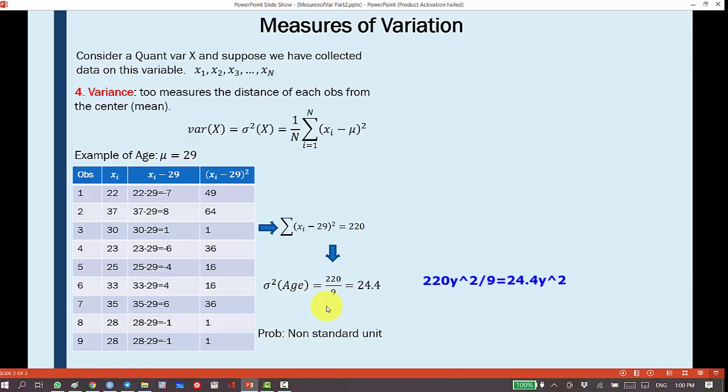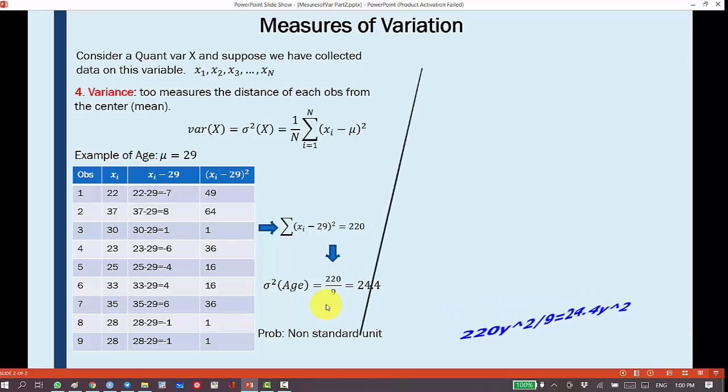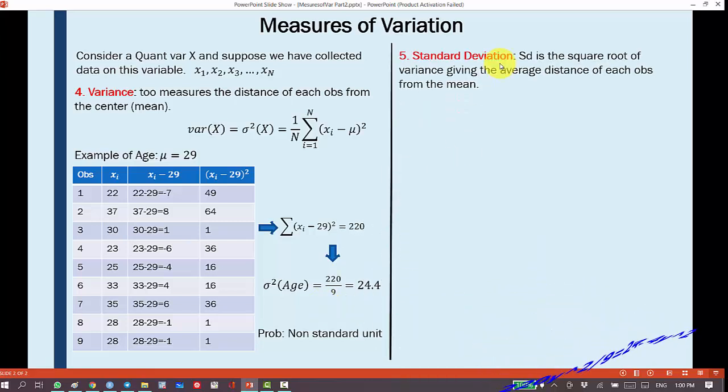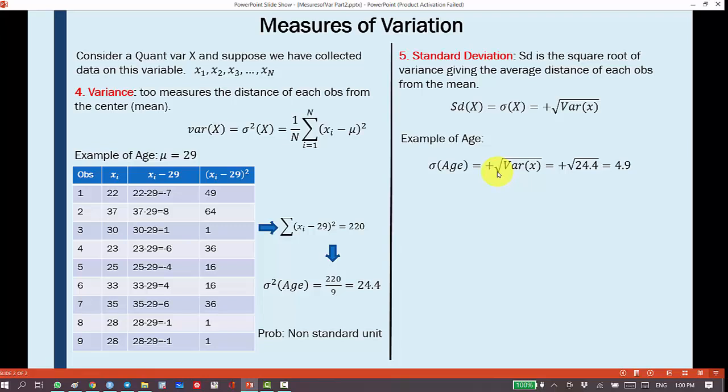Therefore, in order to get rid of this problem, we introduced another measure of variation, which is called the standard deviation. Standard deviation is nothing but the square root of the variance. The standard deviation of the variable x, which is shown by sigma x, is equal to the positive square root of the variance. For instance, the standard deviation of the age is equal to the positive square root of the variance of x, which is the positive square root of 24.4 years squared, which is 4.9 years, because the square of the year is being cancelled out with this square root, and what we are left with is 4.9 years.